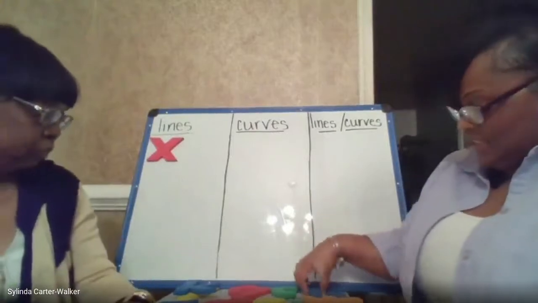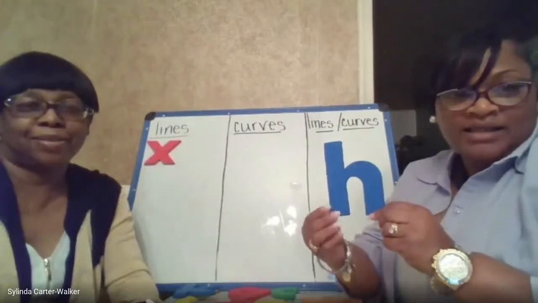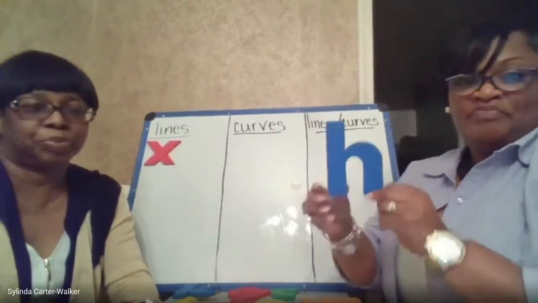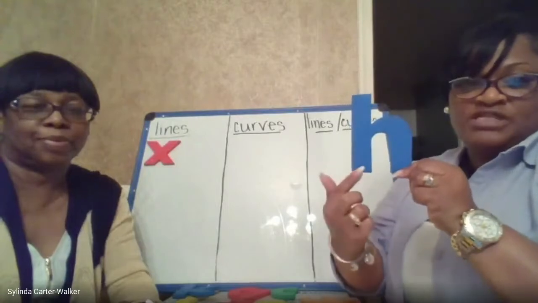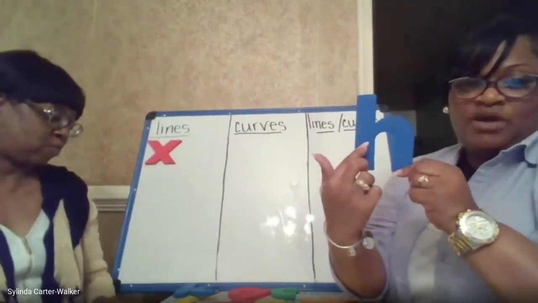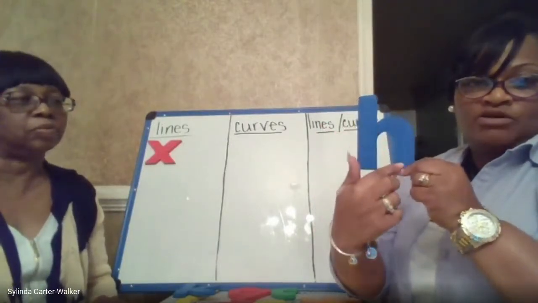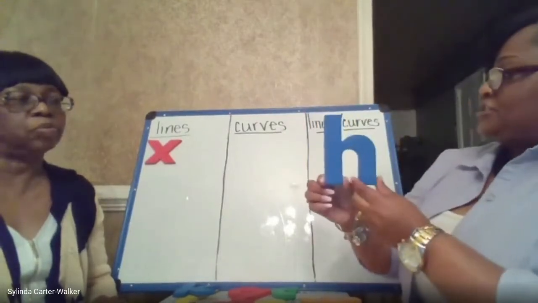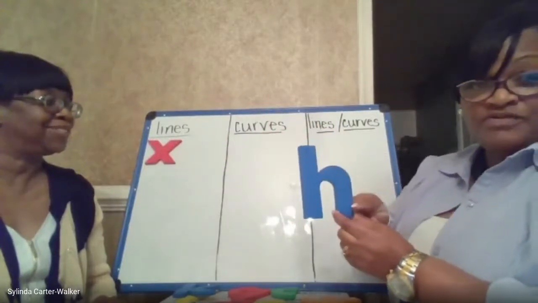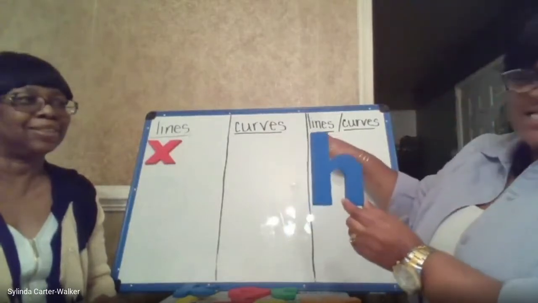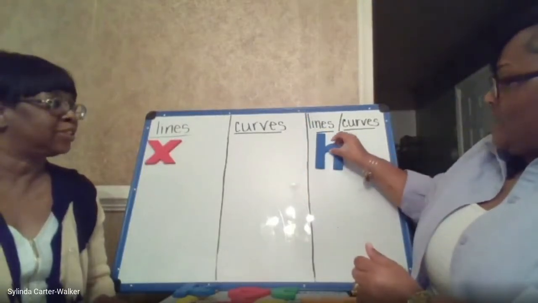I'm going to choose the letter H. The letter H has the sound like you're hot. And as you can see, if you were to trace the H, it goes down a straight line first, then up and around, and you have your curve here. So this letter H, does it have just lines? No. Just curves? No. It has lines and curves. So I'm going to put the letter H under lines and curves.